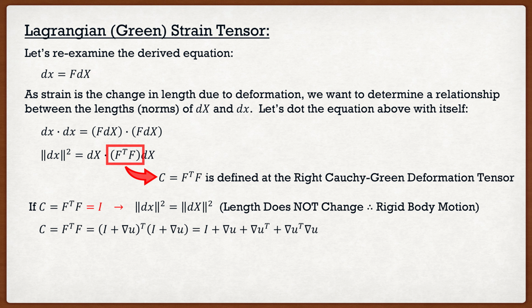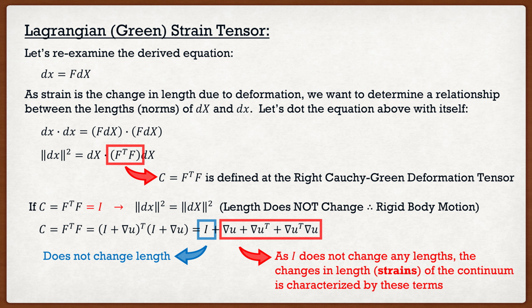Now, from above, we said that if C is equal to I, this corresponds to rigid body motion, therefore there's no change in length because of this I. So that means that a change in length must actually be associated with these terms over here, and these terms are going to be the terms that form our strain tensor.